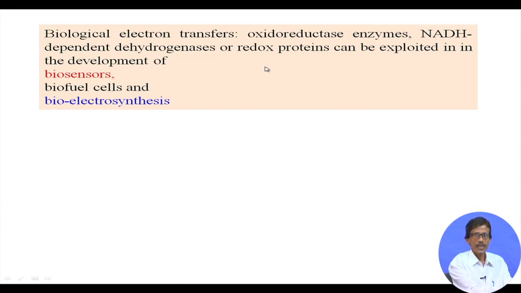So, these are basically the cofactors in the biological world. This dinucleotide in the reduced form can show some reactions where it is dependent on oxidoreductase enzymes. So, you have the oxidation-reduction reactions, both coupled together. Instead of calling them redox enzymes, we call them oxidoreductase enzymes. So, these redox enzymes, NADH-dependent dehydrogenases, or redox proteins, can be exploited in the development of all these things.